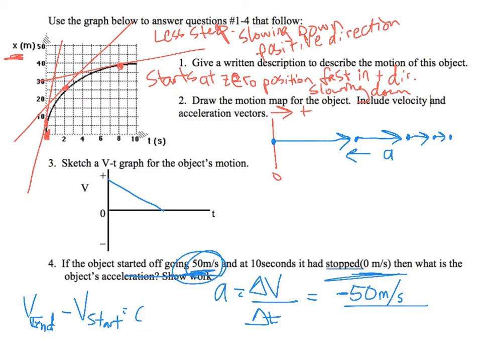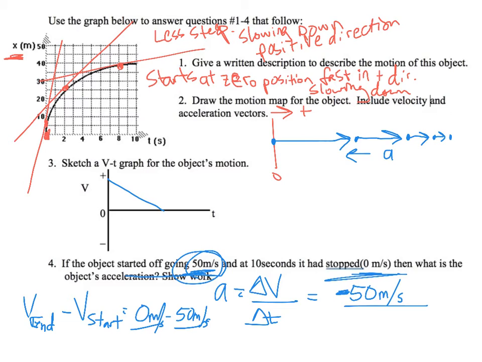That's end of 0 minus start of 50 meters per second. What's 0 minus 50? Negative 50. All right, that's why the negative sign is there. Because 0 minus 50 meters per second is negative 50 meters per second.